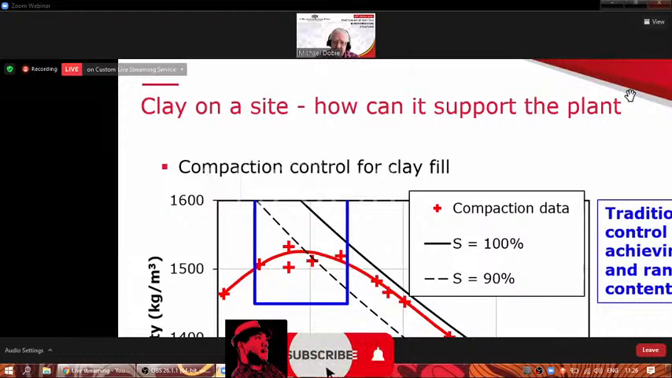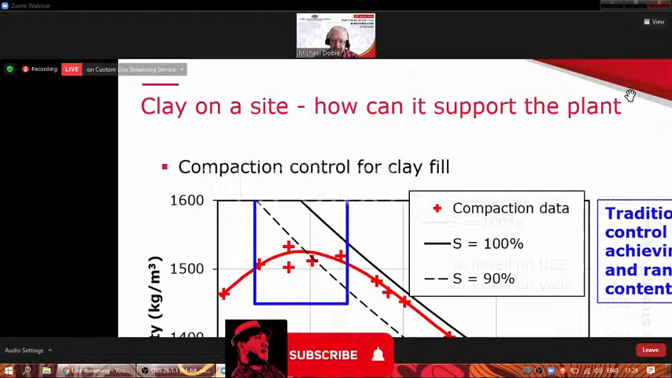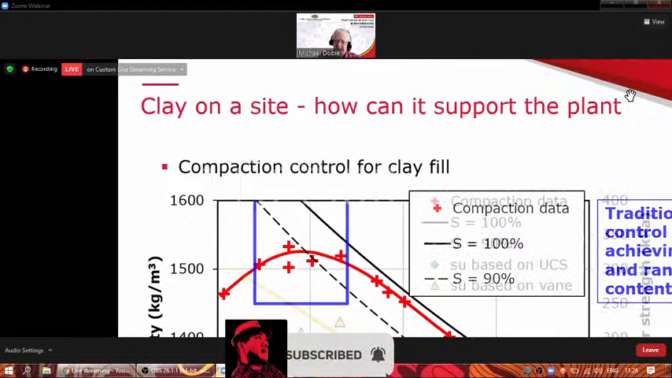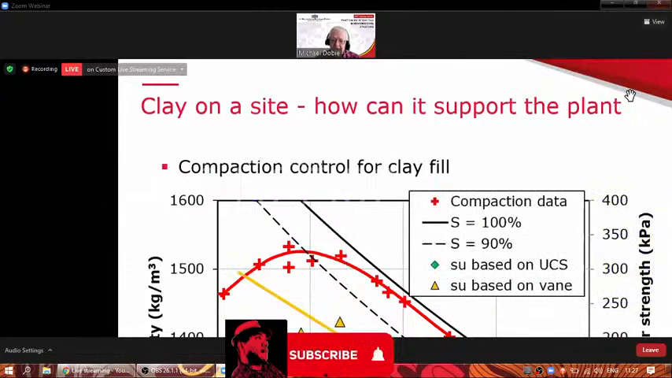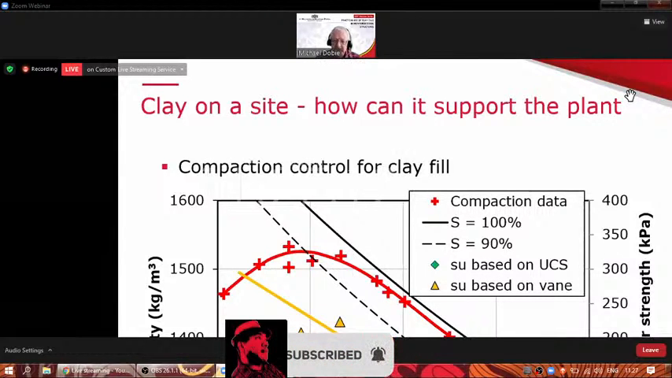And this works quite well. In fact, it's the normal way we specify compaction for granular fills, but it can be a bit difficult to apply it for clay fill. So another way of doing this, and this is really leaning quite heavily on some of the work from Laurie Wesley, but it's coming from experience of this in New Zealand. Another way of specifying compaction is to do it like this.